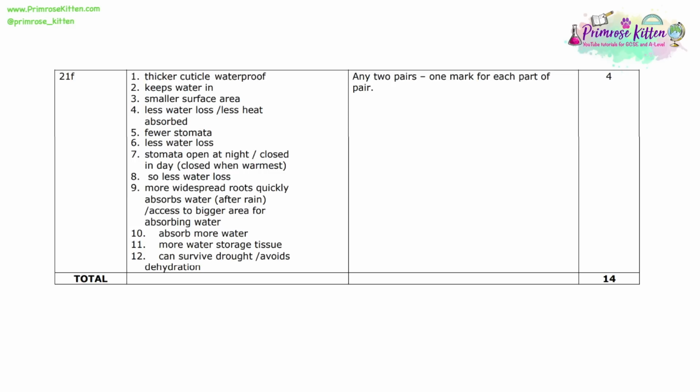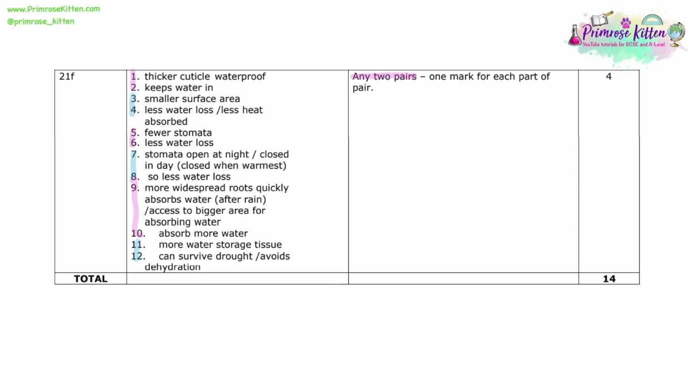And then part F, as I said, there were lots of things we could say here. And there's only 4 marks available, but it seems like it was one of those quite long answer questions, but you just had to choose 4 things. The main thing is they need to be in pairs. Either you can have 1 and 2, or you can have 3 and 4, or you can have 5 and 6, or you can have 7 and 8, or you can have 9 and 10, or you can have 11 and 12. So you just need 2 pairs, and you get 1 mark for each point in your pair.